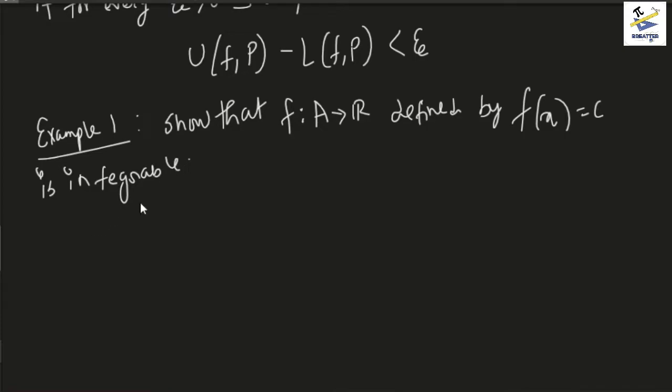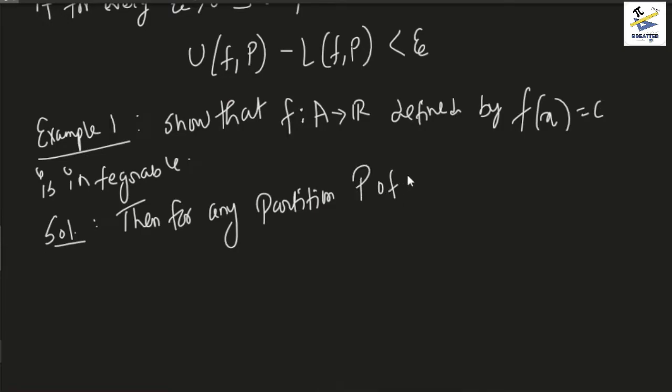So then for any partition P of A, what we will have is that in any subrectangle S, the infimum and the supremum are both equal to C, because f(x) is just the constant function, right? So the value of f is always C. So what are the lower and upper sums?